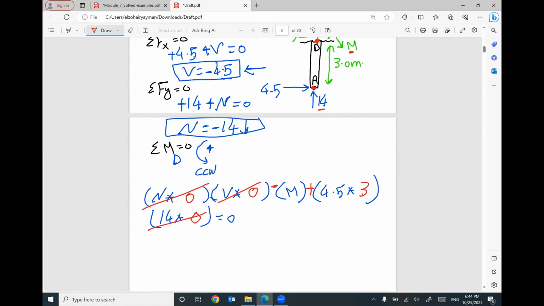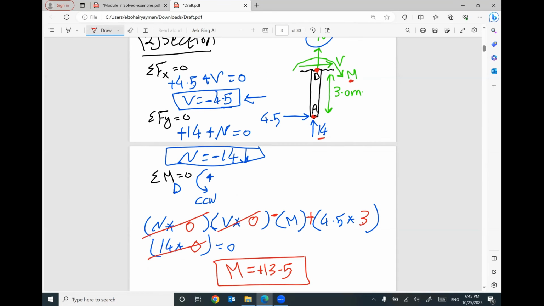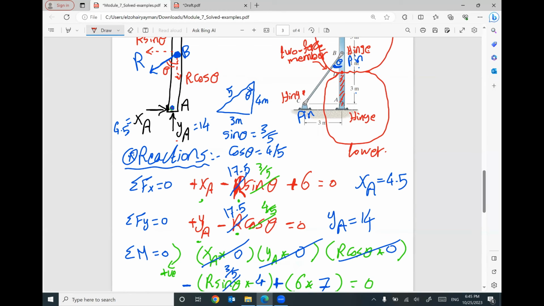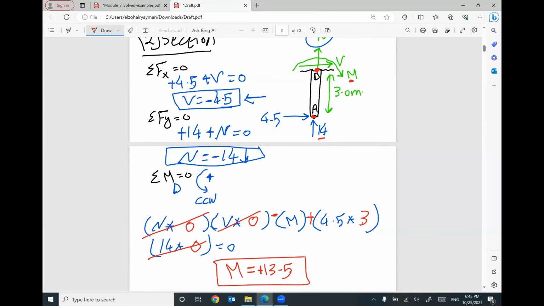The only unknown in this equation is your capital M. Your capital M will be 4.5 times 3. It will be 13.5 positive. Positive means I assumed a correct direction. So by the end, at your point D in this member at this location, I have axial force equal 14. I have shear force equal 4.5. I have moment equal 13.5.